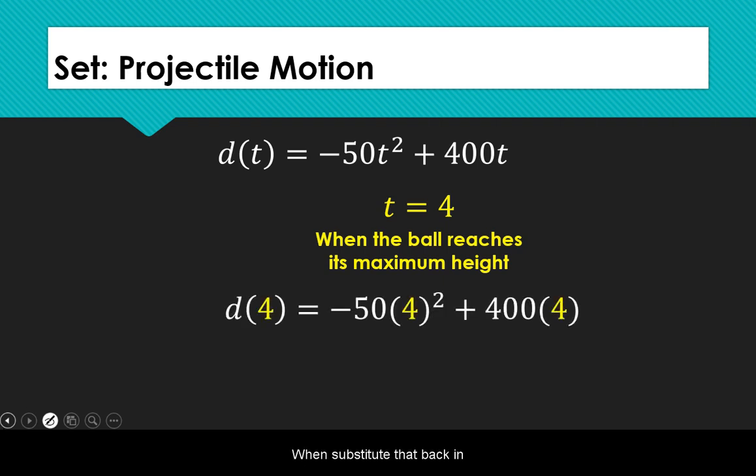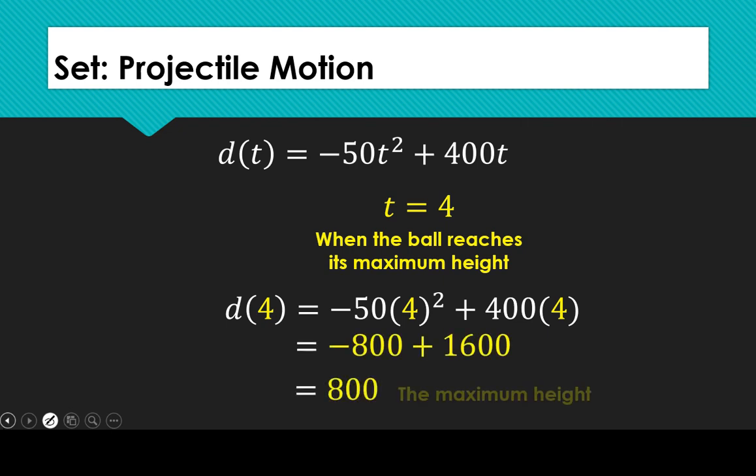When we substitute that back in for the t variables and simplify, we end up with 800. That is our maximum height. So our vertex, or our maximum, on a graph would be located at 4, 800. 4 is the time that it takes for the ball to reach the maximum height, and 800 is the height.